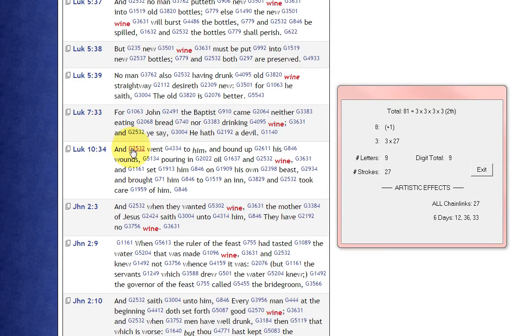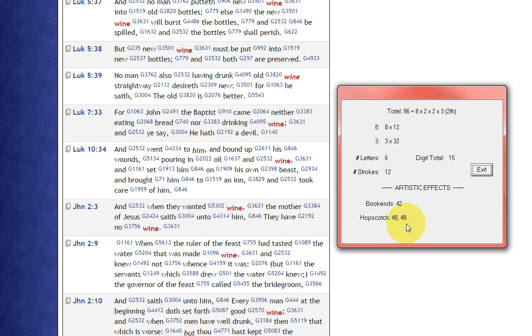So here we are continuing on. And went to him, bound up his wounds. Wounds divides by 3. Do you see how even our wounds, the word wounds, belongs to Christ? Look at how beautiful the word wounds is. 96 equals hopscotch. Letters and strokes divided by 6, just like the grand total.